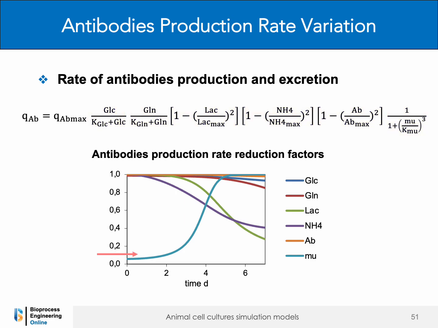During the first part of the culture, antibody production is strongly suppressed by the high specific growth rate of the CHO cells, as the cells primarily allocate their resources to growth rather than product synthesis. Later in the culture, as cell growth slows down, the inhibition associated with rapid growth is relieved. At this stage, ammonia and lactate become the dominant factors limiting antibody production.